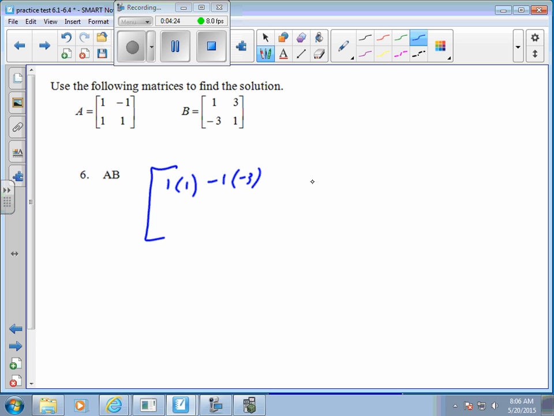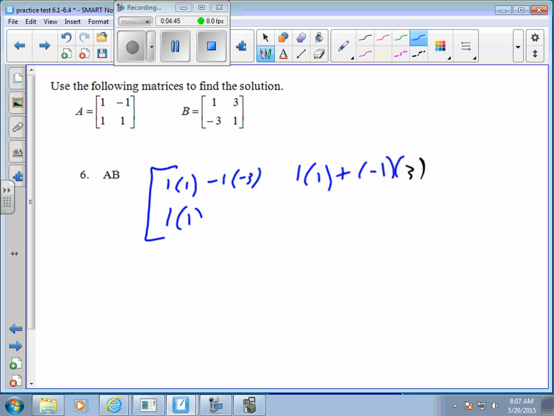And then to get this element, row 1, column 2, we have to take row 1 times column 2. So I get 1 times 1 plus -1 times 3. Down here, to get row 2, column 1, I need to take row 2 times column 1.